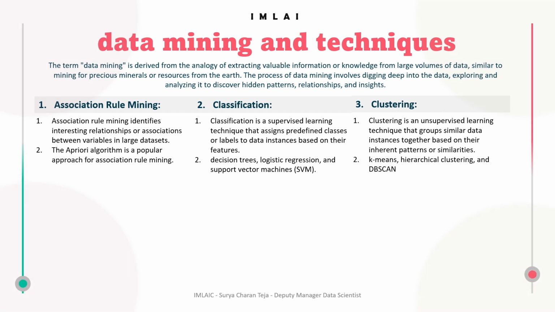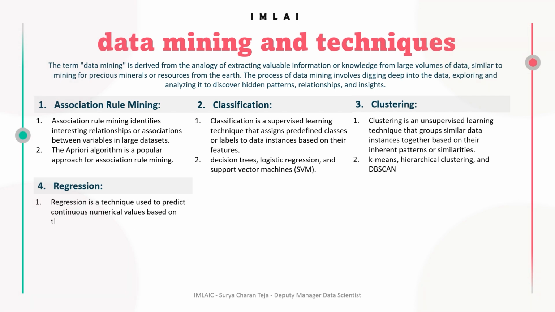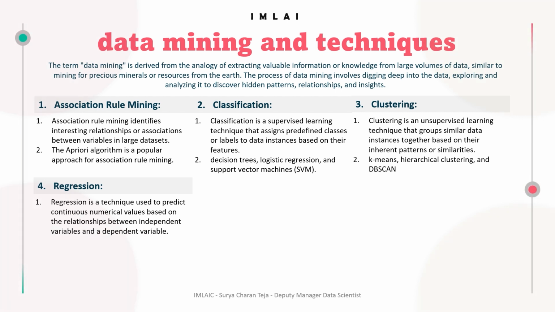Next, we have regression. Regression is a technique used to predict continuous numerical values based on the relationships between independent variables and the dependent variable. It aims to estimate the value of the dependent variable given the input features. Linear regression, polynomial regression, and decision tree regression are popular regression algorithms.